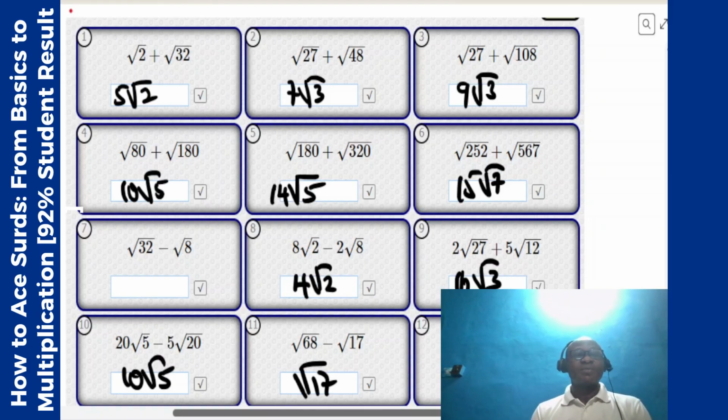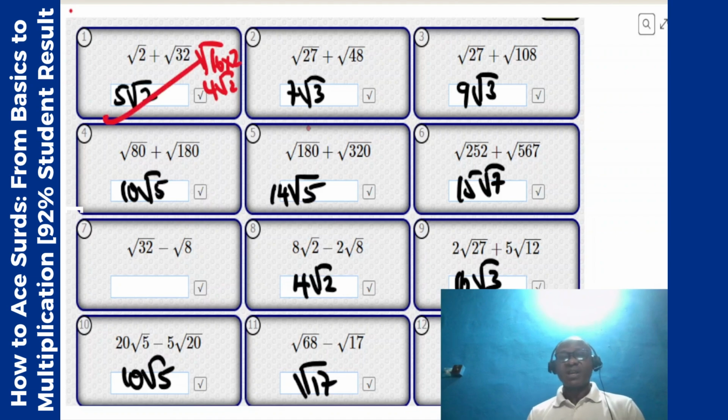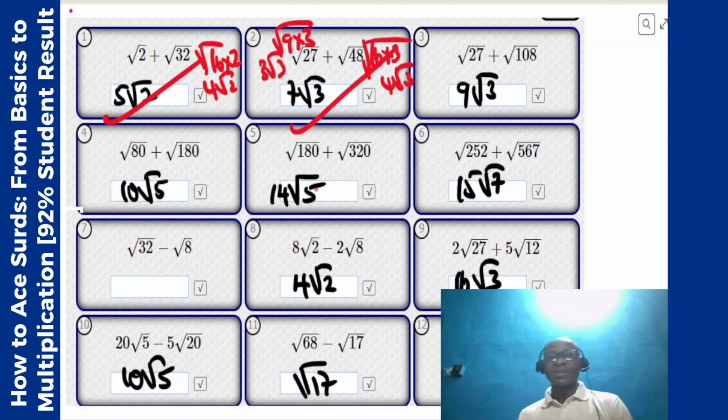All right. So moving forward from here. 32. If you could solve this 32, I wonder why you say you didn't do number 7, but 32 is the same thing as 16 multiplied by 2, which is 4 root 2. 4 root 2 plus root 2 will give you 5 root 2, so this is correct. Then 48 is 16 multiplied by 3, so that is square root of 16 multiplied by 3. And this one is 9 multiplied by 3 as well. So this is now going to give me 3 root 3, and this will give me 4 root 3. Addition of the 2 will give us 7 root 3, which is correct.